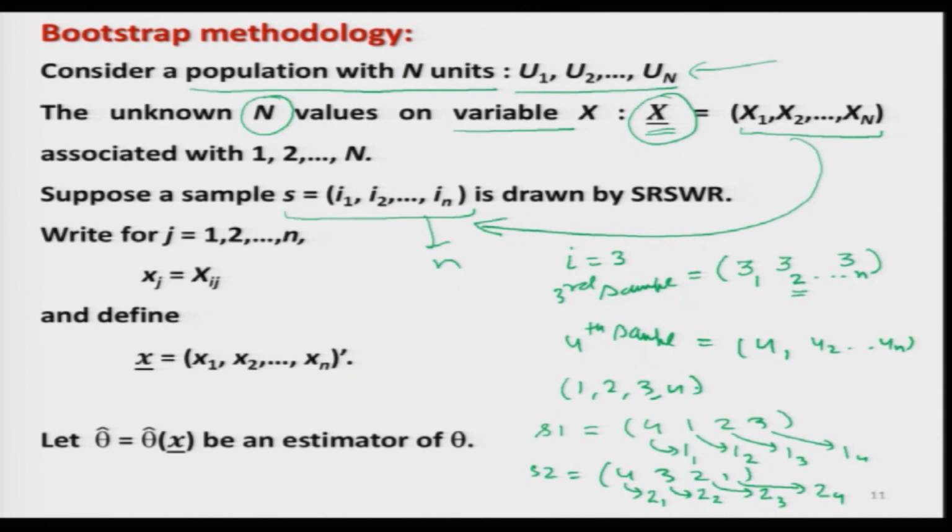So, we get these numbers, and then we try to define the sampling units. This is what I have explained here in this example, and then I define the values x1, x2, xn. Right. So, you can see this x1, x2, xn is denoted by the underscore x symbol, and then I define theta hat. Theta hat is defined as theta hat of x. That means this is a function of x1, x2, xn, and this is an estimator of theta, right.